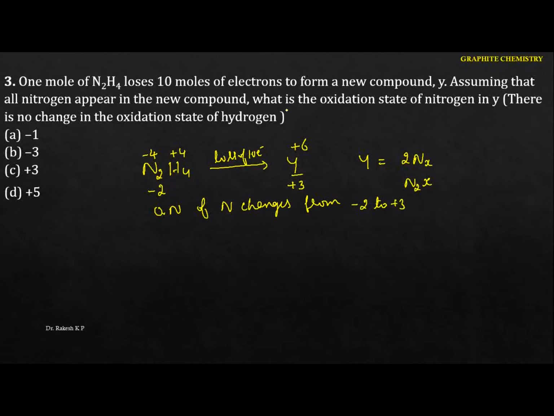Okay, but what you have to identify is the oxidation state of the nitrogen in Y. In Y, the oxidation state will be plus 3. Hence the option is which one? The C. Okay, next one.